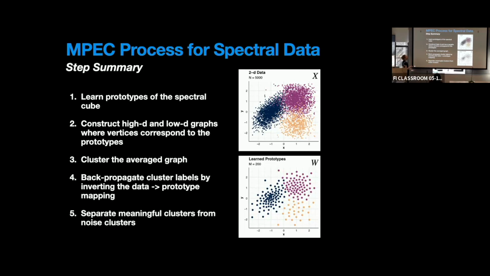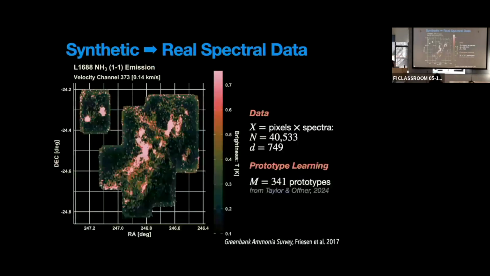Okay, so finally, back to the real data. So here is L1688 again. This particular data cube has 40,000 pixels, where each point here has a spectrum of 749 wavelengths or frequencies. When we apply the prototype learning, we get 341 prototypes. So 40,000 to 341 is a much, much better situation, okay?